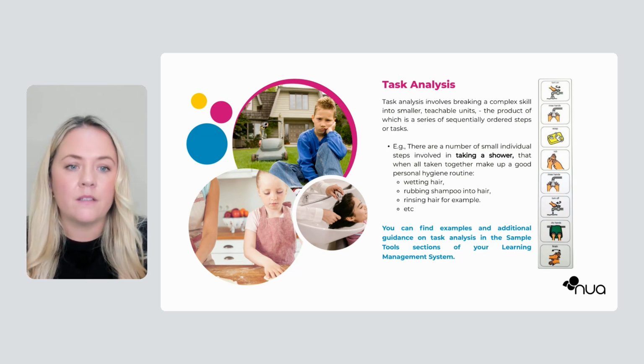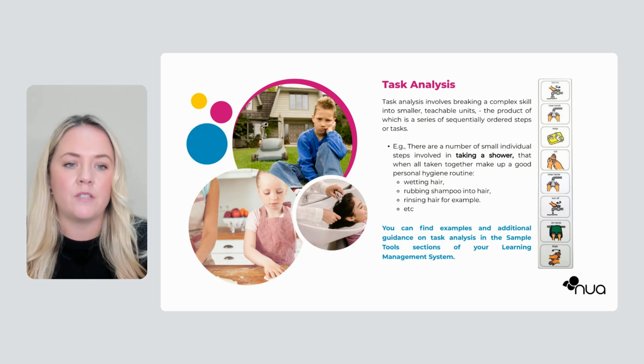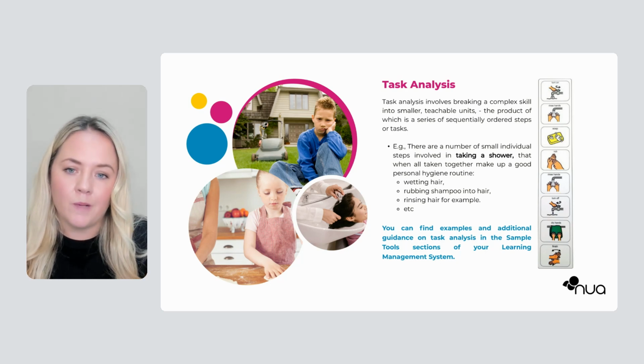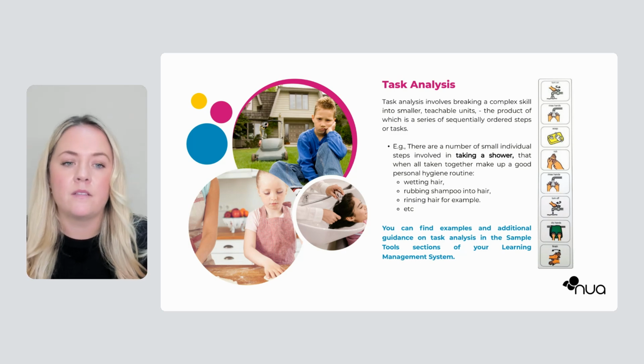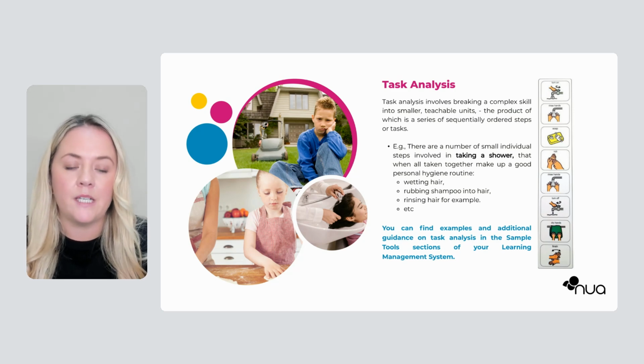So, for example, as well, there are a number of small individual steps involved in taking a shower, so that when we take them all together, they make up a good personal hygiene routine. So, if we're taking a shower and we're washing our hair, for example, there's the first step of wetting our hair, the second step of rubbing shampoo into our hair, and the third step, rinsing our hair. And there might be many more steps after that, depending on the person's usual shower routine. So you can find some examples and additional guidance on task analysis in the sample tools section of your learning management system. And we'll discuss this a little bit further in the next slide as well.